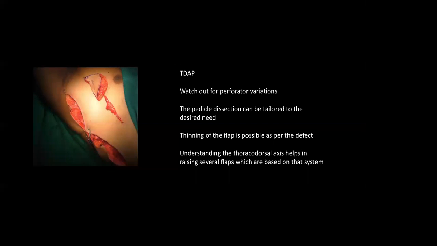The pedicle length can be tailored to the desired need. You don't need to clip the circumflex scapular artery to get all the pedicle length. You can stop when your pedicle length is adequate. Thinning of the flap is possible as per the defect. And as I mentioned, you look at the picture of the thoracodorsal axis, and if you memorize that and if you're sure of that, you will be able to raise several flaps based on that arterial system.